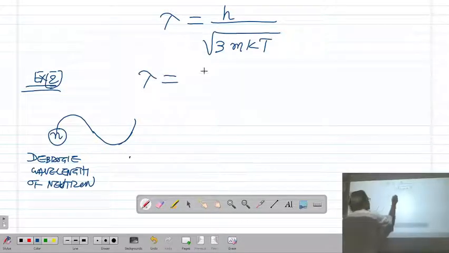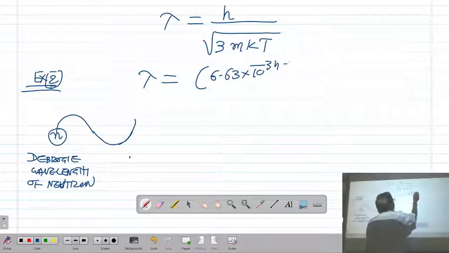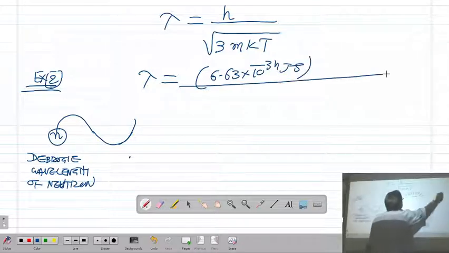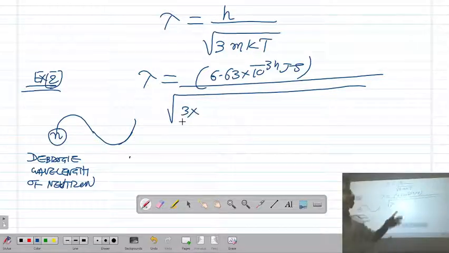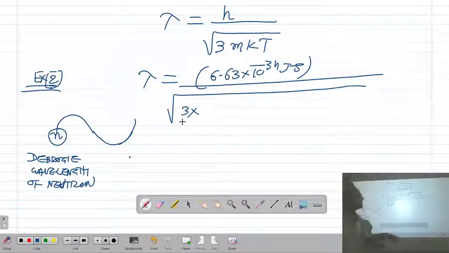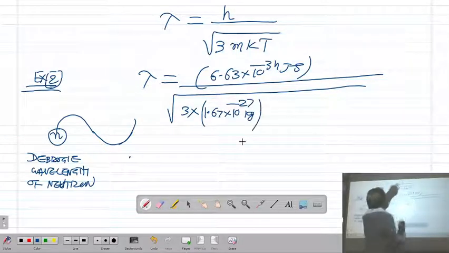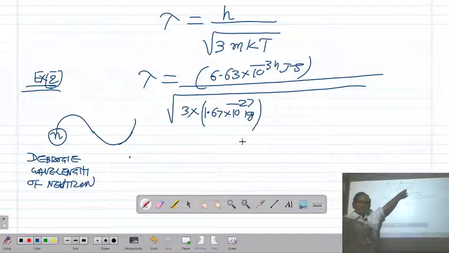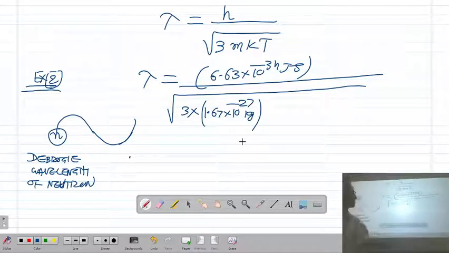So lambda is equal to Planck constant, you know very well, 6.63 times 10 to minus 34 joule second, divided by under root 3 times the mass of the neutron. I give you the mass of the neutron. So what is m here? It is not the mass of electron. You are given a neutron, so m is the mass of neutron. Mass of neutron is 1.67 times 10 to minus 27 kilogram.